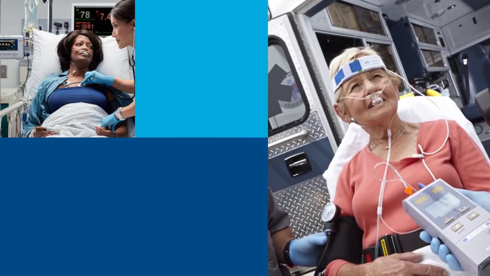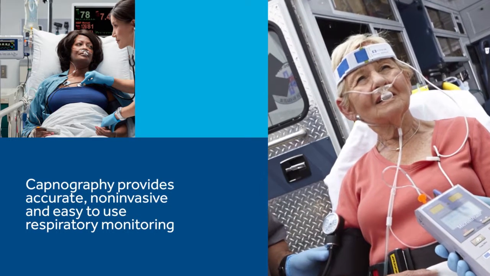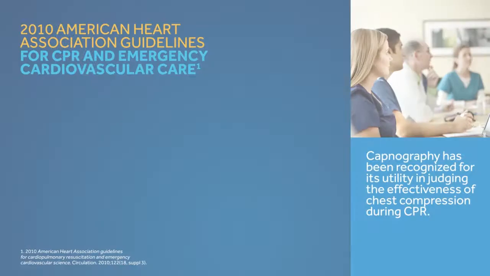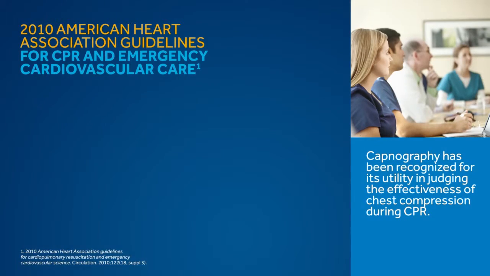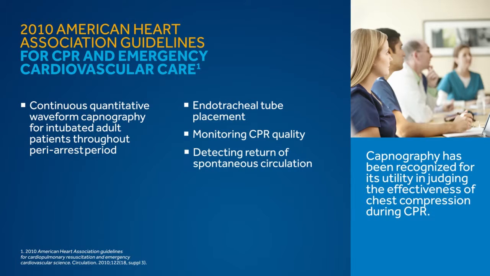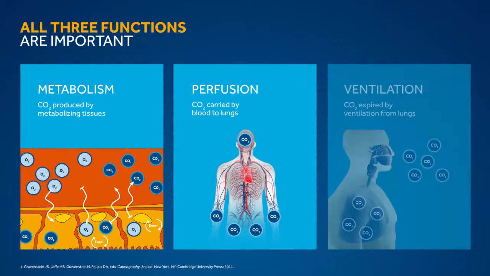However, its use has been extended outside the operating room to emergency rooms, endoscopic suites, X-ray rooms, on-site emergency, and trauma fields. In fact, the American Heart Association has recognized capnography's utility in judging the effectiveness of chest compression during CPR. Capnography monitoring of CO2 systems can provide an early indication of subtle pathological disturbances in metabolism, perfusion, and respiratory CO2 gas exchange in ventilation.